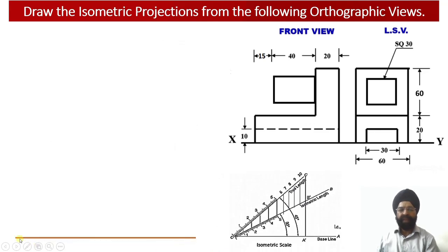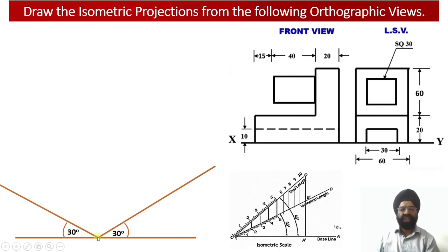Now step number 1, we are required to draw a horizontal ground line or a datum line. So this is the horizontal ground line that we have drawn. We are going to mark the center point or the starting point, which is called the origin. Through this origin, towards the left hand side we are going to draw the isometric x-axis at an angle of 30 degree. Similarly, from this origin point we are going to draw the isometric z-axis, which will be inclined towards the right hand side at an angle of 30 degree to this horizontal datum line.